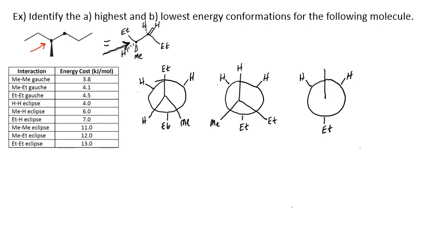So my final staggered conformation will put my methyl at the top and my ethyl here on the left. As you can see, I'm rotating around to this front carbon, rotating around to the right each time, 120 degrees. So let's add up all of the interactions here, the staggers.